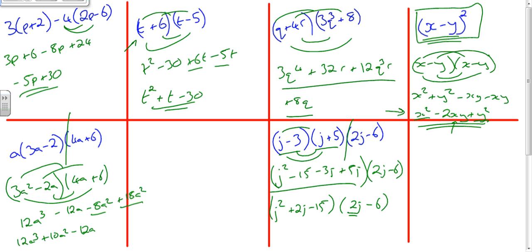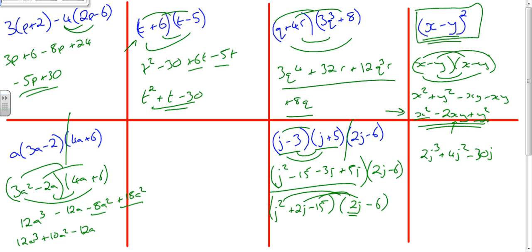So that's going to give us 2j cubed plus 4j squared. So that's the 2j cubed. That is the 4j squared. And we've got the minus 30j.